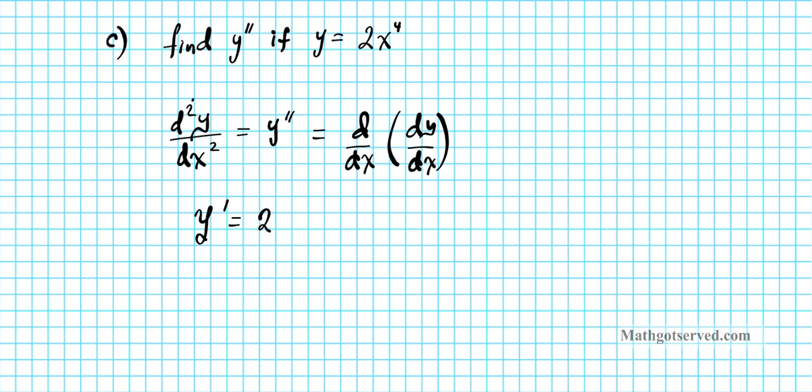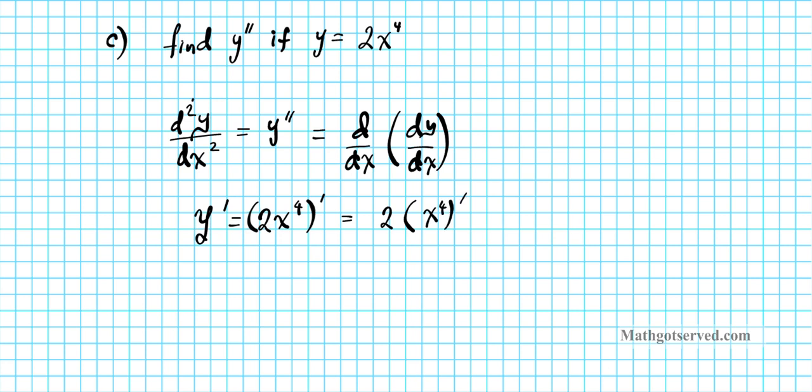So y prime is 2x to the 4th prime. Okay, so what rule are we going to use here? How about the constant multiple rule? Because we have a function and a constant, so we can extract the 2 from the differentiation process. So it's going to be 2 times x to the 4th prime.